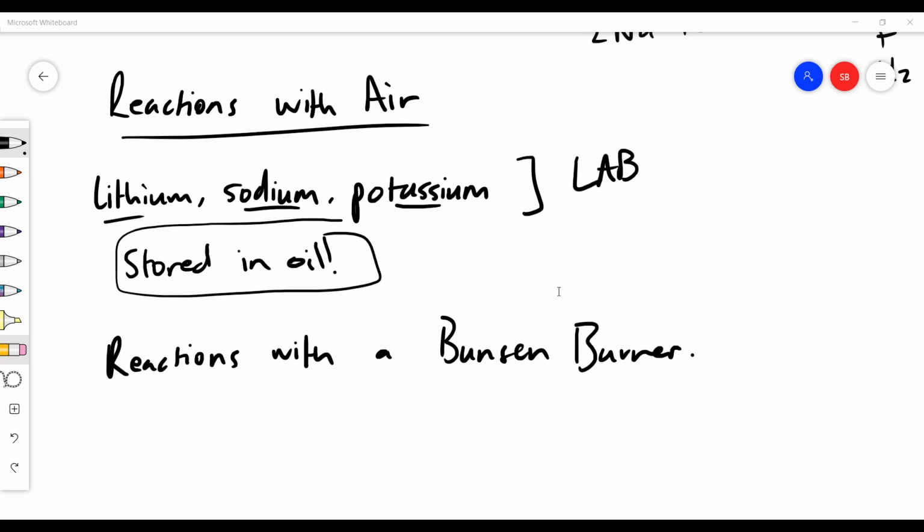I was going to talk about some stuff with the Bunsen burner, but let's leave it there for now, guys. I really just need to rub this out because I'm just a bit OCD like that.